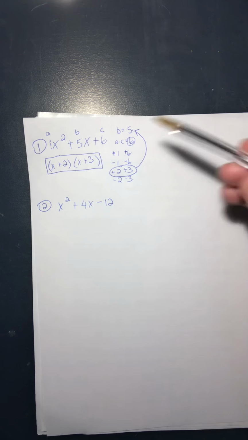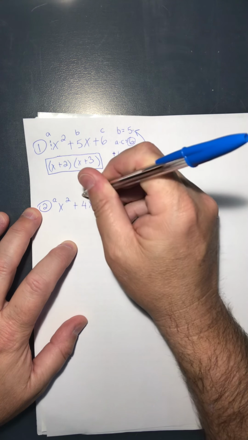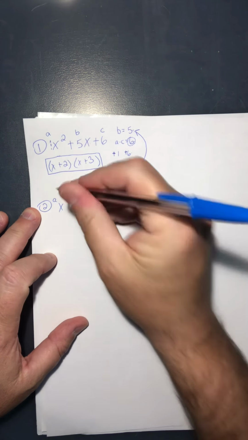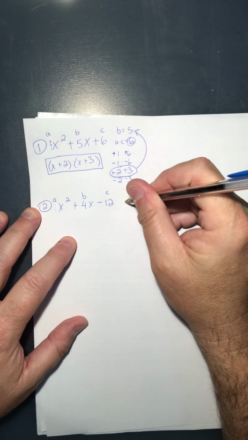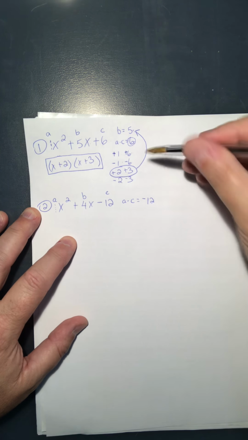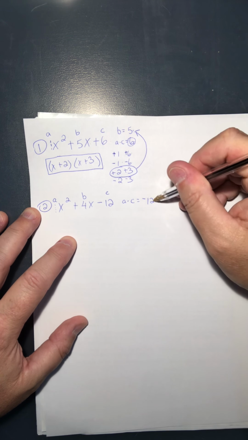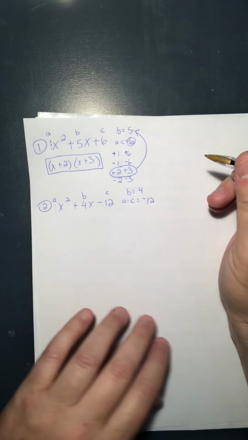So the only difference is when I do my A times C, that's my B right there. When I do my A, which is 1, times my C, which is negative 12, my A times C gives me a negative number now. The one up here gave me a positive. This one gives me a negative. I'm going to list that my B equals 4 again.